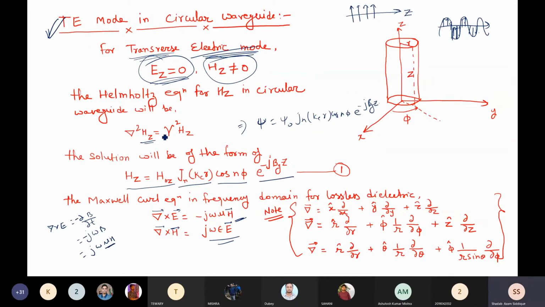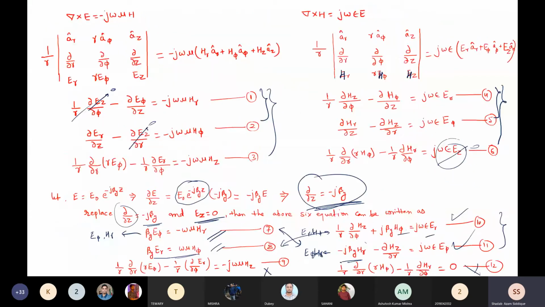Hz in the circular waveguide will be this one, and we can take the solution from the Helmholtz equation, which will be Hz equal to this, and we can substitute in this one. If you take the curl equations, we can find Er, Ephi, Ez, Hr, Hphi, Hz, in terms of Hz. We can substitute by taking into consideration del by del z equal to minus j beta g, and Ez equal to 0. So we can substitute these two terms and find the solution.